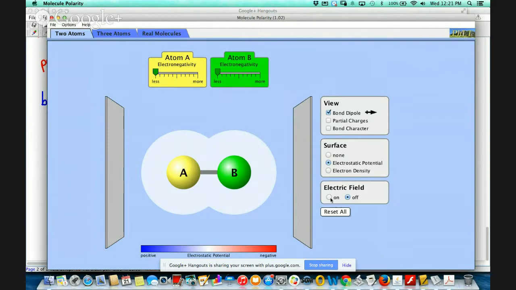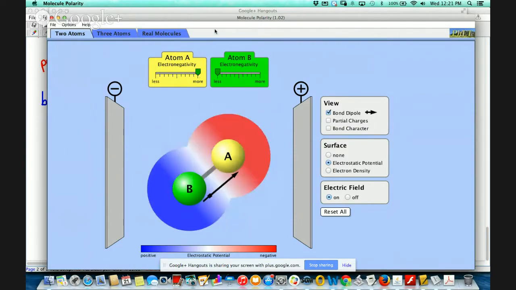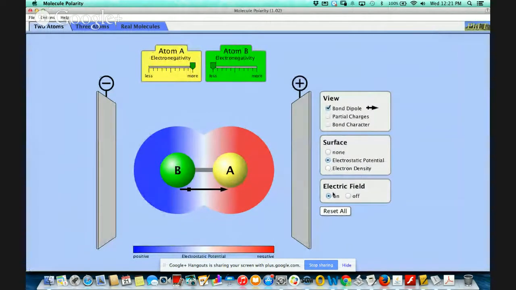Now, I'm going to put this electrical field on. No, let's keep that off. Electron potential, yeah. I'm going to make atom A have more electronegativity. And what you're seeing is an arrow getting bigger. What the heck does that happen here? Okay, now take the electric field off.